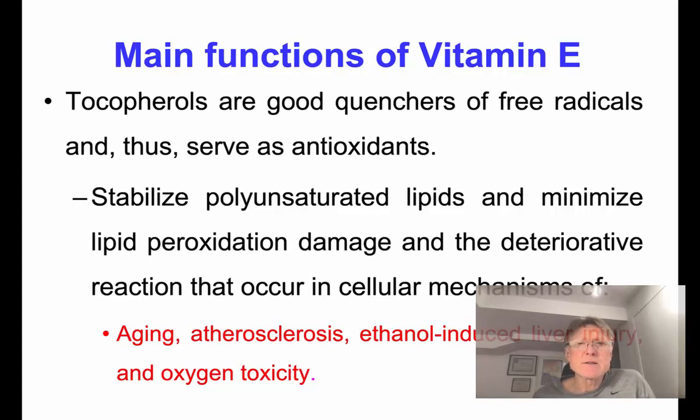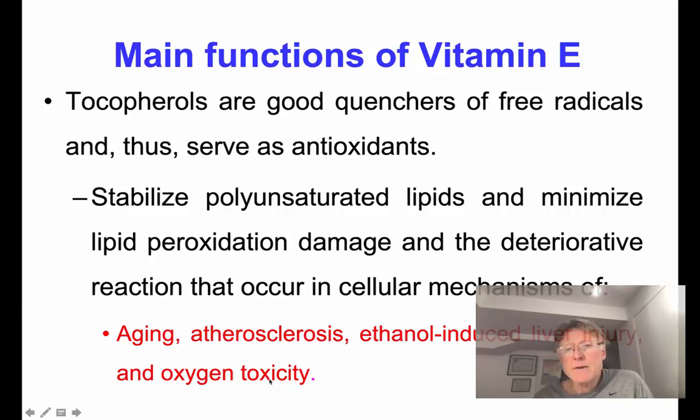So what are the main functions of vitamin E? Tocopherols are good quenchers of free radicals. So they serve as antioxidants. Normally vitamin E is referred to as an antioxidant. And what it does is that it stabilizes the polyunsaturated lipids and minimizes lipid peroxidation damage, and also the deterioration that may occur in cellular membranes. And this is typical. You see this kind of deterioration in aging, atherosclerosis, ethanol-induced liver injury, and also oxygen toxicity.